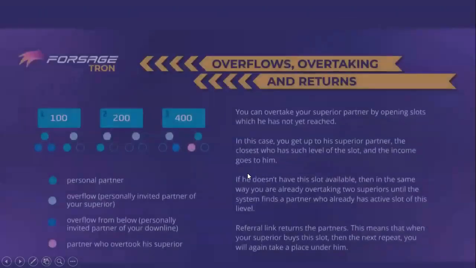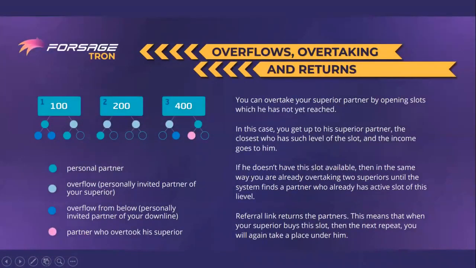Okay. We talked about overflows earlier, and that's overflow from above. First, it's the caller, personal partner. That's when you invited the referred partner. Overflow from above, that is the invited referred partner of your upline. Overflow from below, that's a referred partner by your downline. And then a partner who overtook his superior.